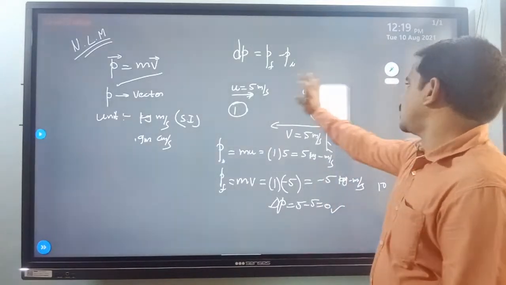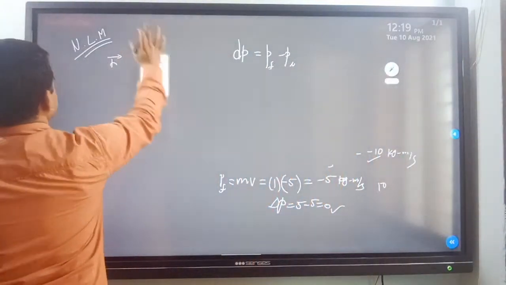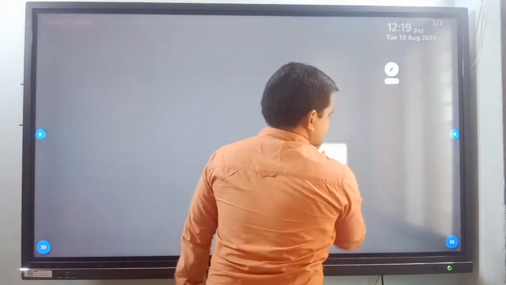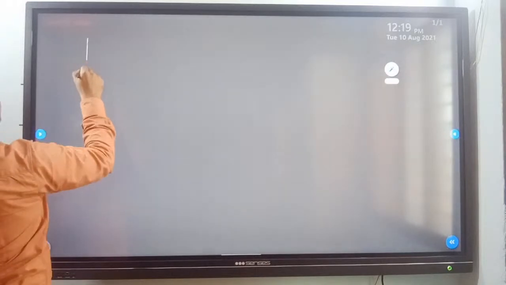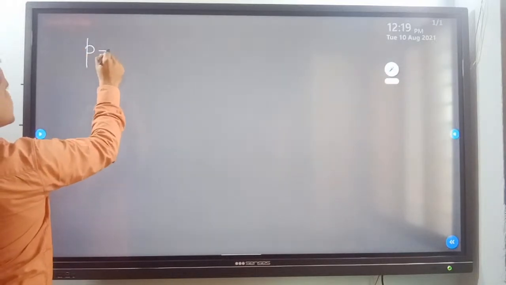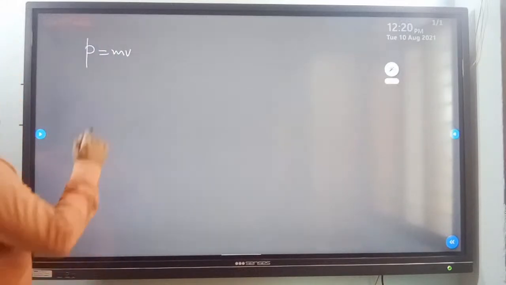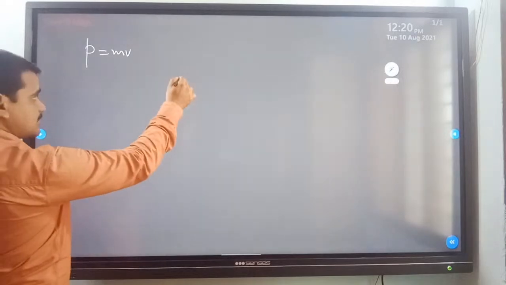So now what I am going to do is one more time I will try to recollect what we discussed, the small definition we have studied here. Linear momentum is mass into velocity. Units kg meter per second. The problem I am saying is the same one, I am repeating one more time.